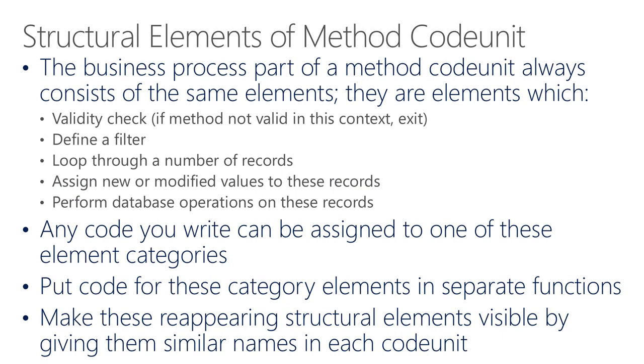Finally, let us have a look at the structural elements which make up the main method of a method code unit. Surprisingly, or unsurprisingly enough, you will find that the business process part of a method code unit always consists of the same elements. These are usually elements which perform a validity check, that is, check whether a method is valid in the current context or not, and if not, exit or throw an error.